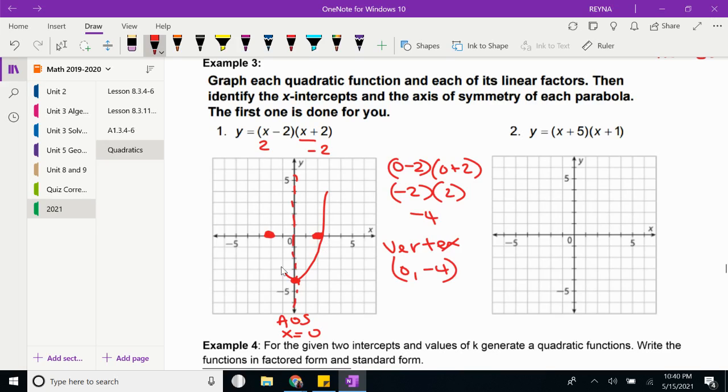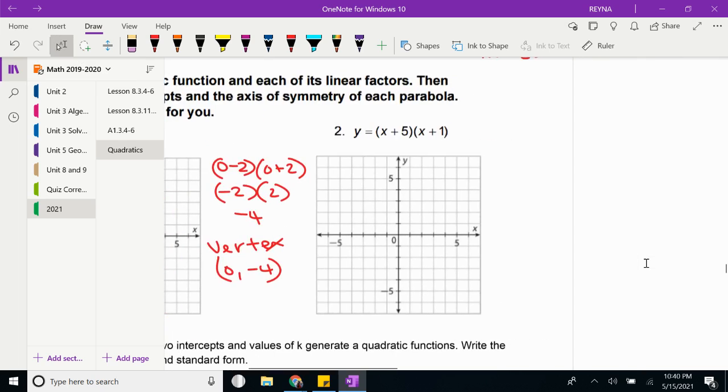Bam. Easy, done. See how fast that was? And yes, maybe I was a little bit faster than normal, but you guys will get super fast once you have practice at it. Okay, let's try this one.